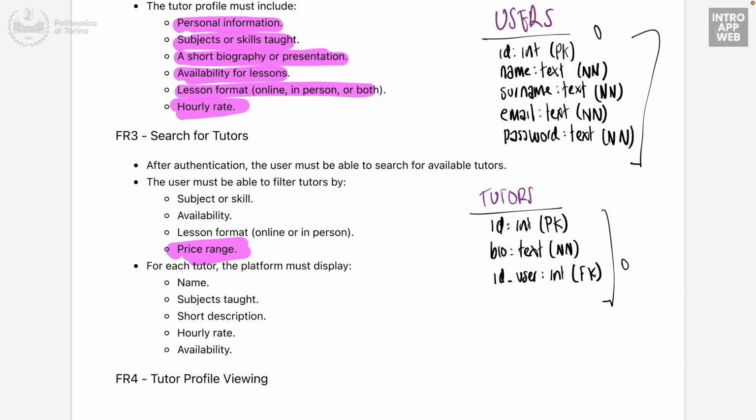Okay, the other one was subject. As usual, we set the ID, that is an integer, that is the primary key. What information do you think we might associate to a subject? Of course, the name. What else can we associate? Does something else come to you? The description. Yeah, why not?